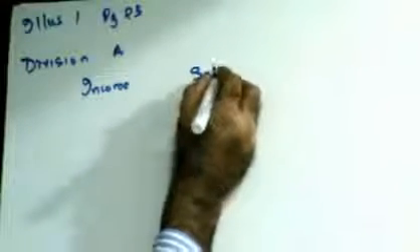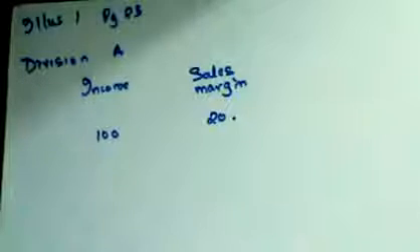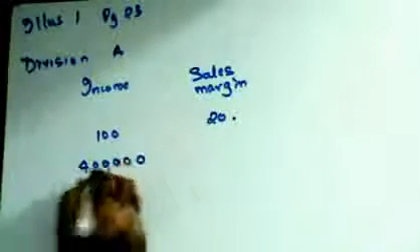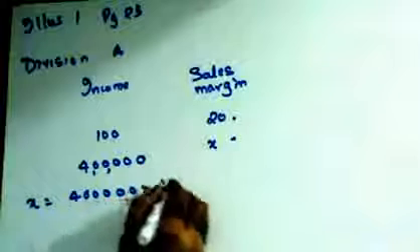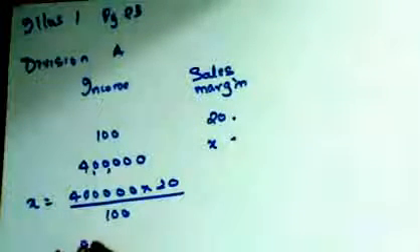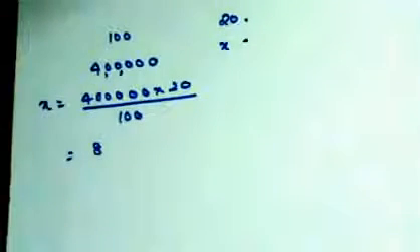Let's start now. For division A, they said that income is 4 lakhs, and the sales margin is 20%. That's your profit percentage, right? If sales is 100, the sales margin, that's your profit, is 20%. They've given you that your income is 4 lakhs. In that case, how much will your sales margin be? 4 lakhs into 20 divided by 100 is 80,000. A mistake somewhere.